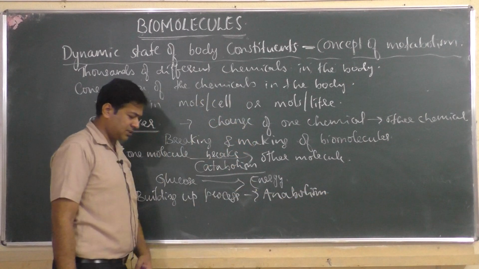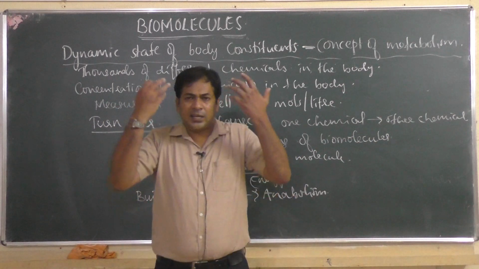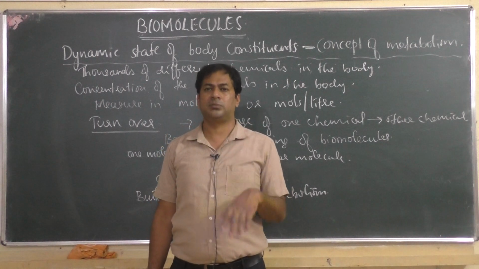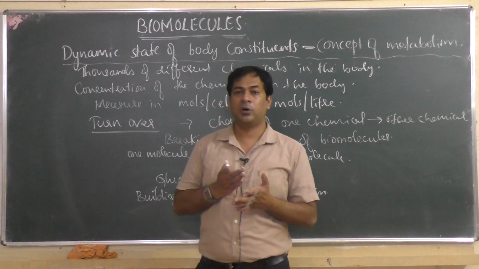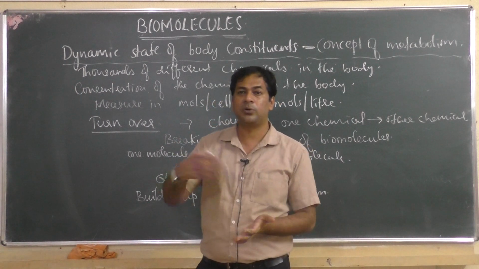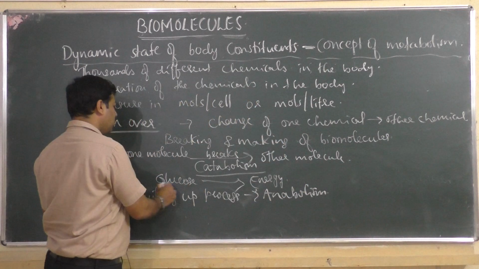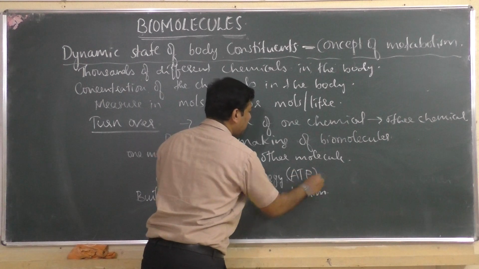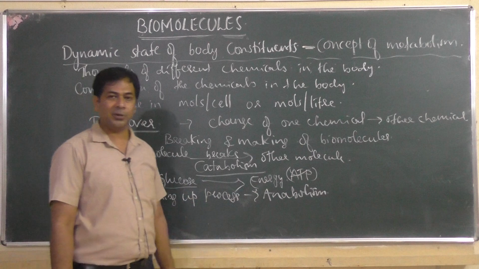Metabolism has two processes. Already you know this. I have explained this so many times. All the reactions which happen in our body together we call metabolism. In that, there are two types. Some reactions happen in our body where one biomolecule breaks to produce another biomolecule. Here glucose breaks and produces energy in the form of ATP. So ATP is newly produced.